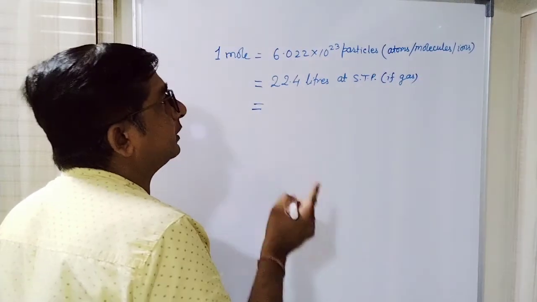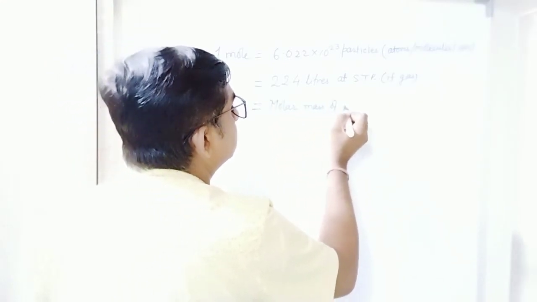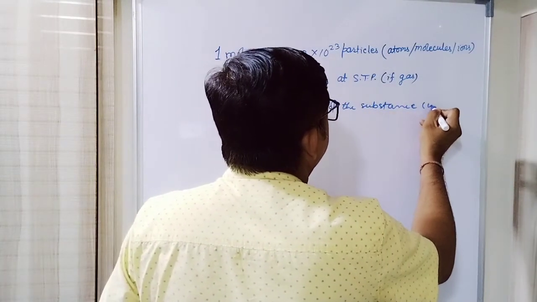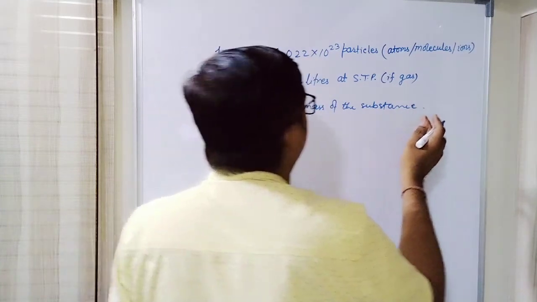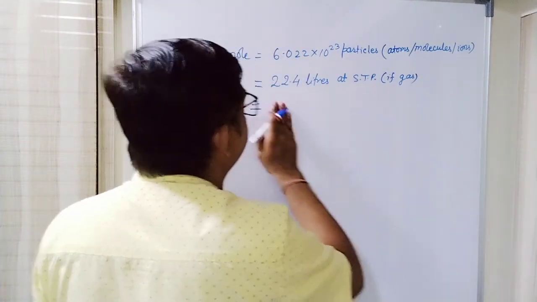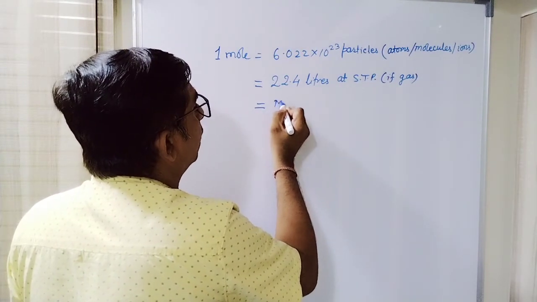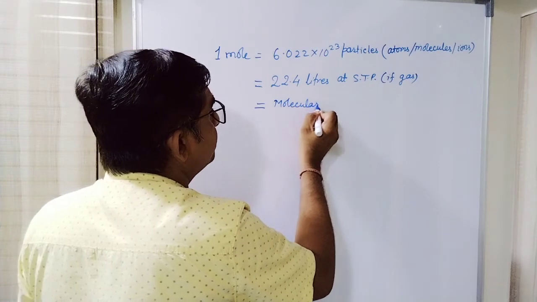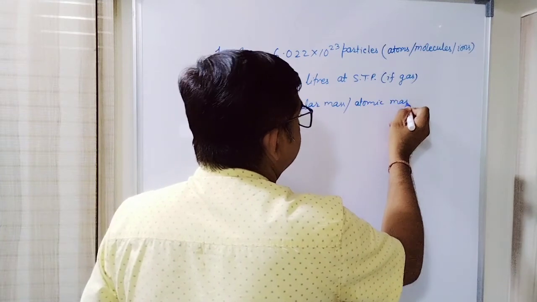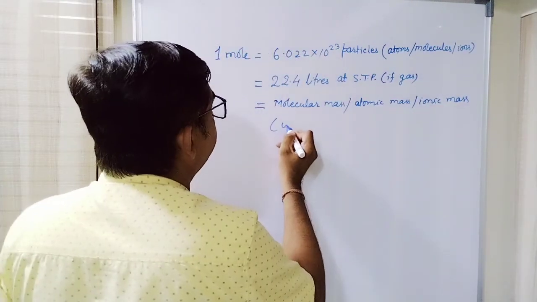And that's also equal to the molar mass of the substance. Molar mass, or you can say molecular, atomic or ionic mass in grams, that will be better. That is equal to the molecular mass or atomic mass or ionic mass in gram.